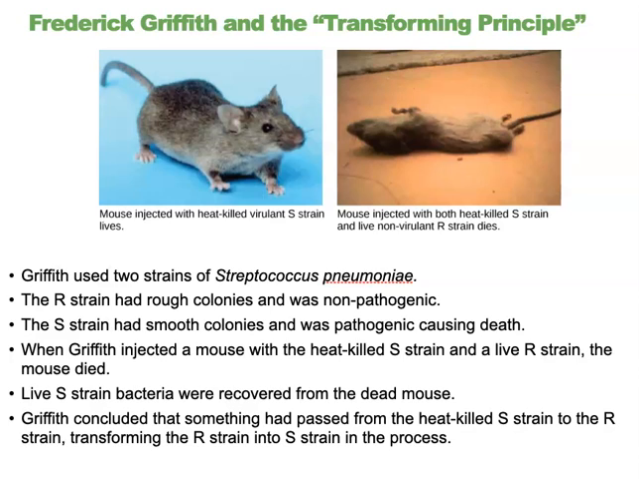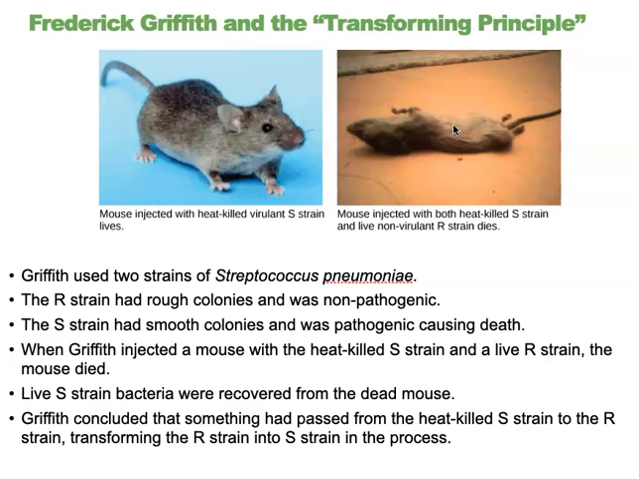Finally, the real experiment, okay? So when Griffith injected a mouse with a heat-killed strain and a live R strain, the mouse died. And this is when you go heat-killed plus R, and you're like, WTF? What the hell happened here?